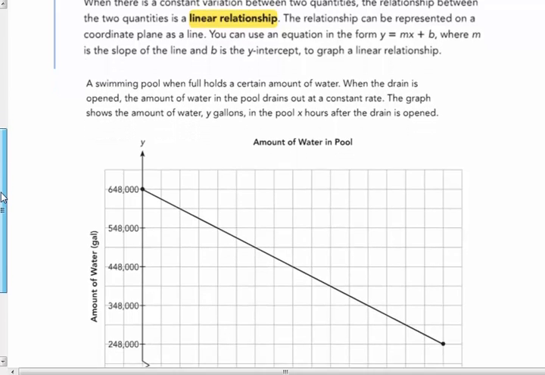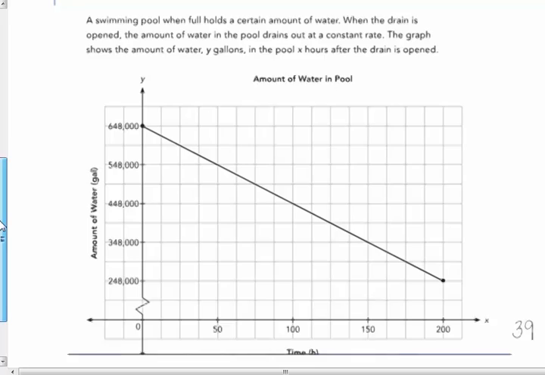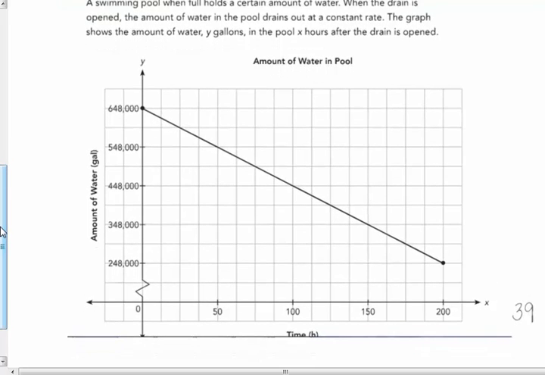So here's the first example, and your copy isn't as good, I don't think, as this copy here on the smartboard. So looking at the smartboard, it might help you. A swimming pool, when full, holds a certain amount of water. When the drain is opened, the amount of water in the pool drains out at a constant rate. The graph shows the amount of water, y, in gallons, in the pool x hours after the drain is opened.